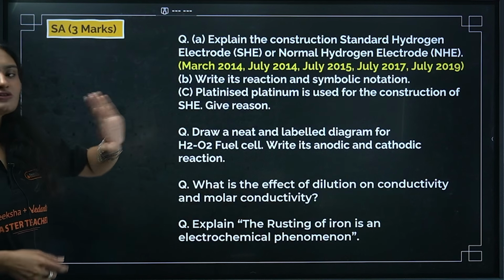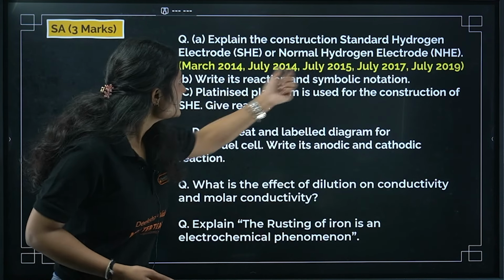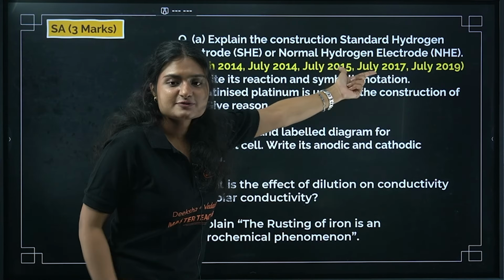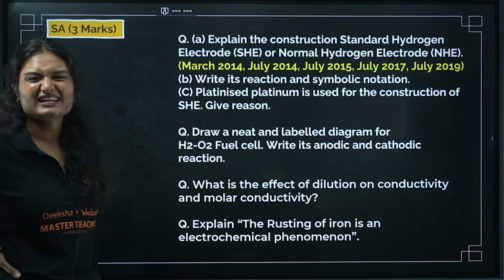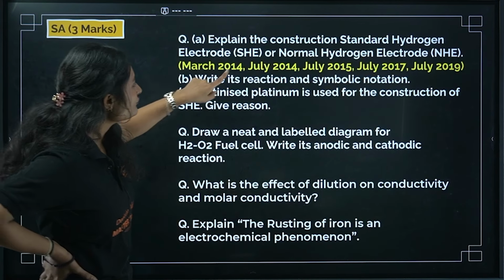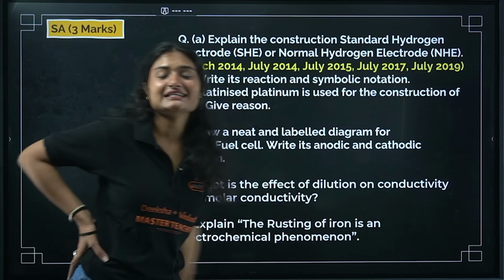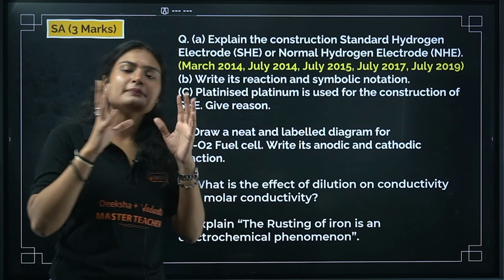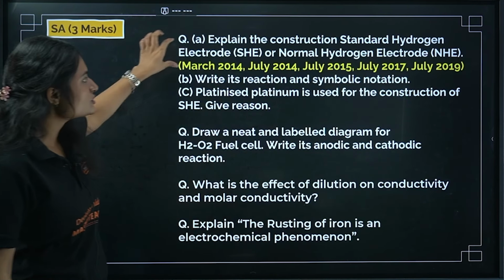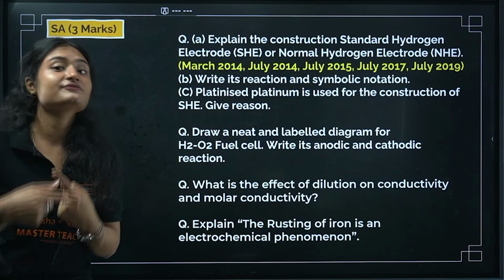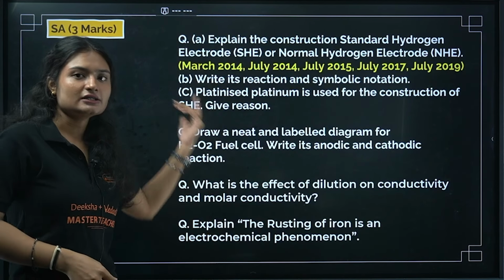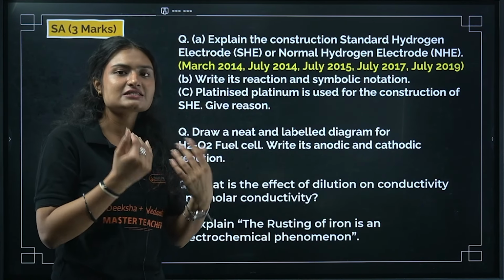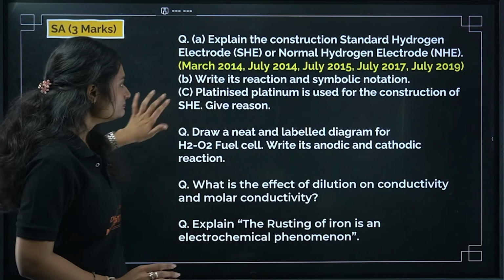Questions will come straight from this, because you see, my dear students, this question, explain the construction of the standard hydrogen electrode, has been coming in 2014, 15, 17, 19. Every year it's getting repeated. Some questions do get repeated. So plan accordingly, and focus on these questions which are getting repeated every year, because in one way or other, either they just change the language and ask the question, they will come in your exam.